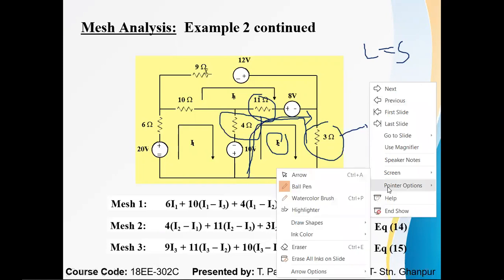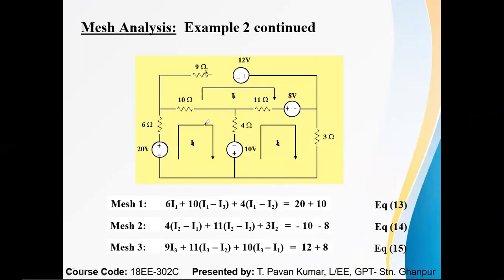Then mesh number 3. Let me apply mesh number 3. You need to consider 3 resistive elements, meaning 3 branches, for the writing of the load equation. For the writing of the source equation, you need to consider 2 sources. Now I am writing the load equation. Load equation means let me move from here, sorry, from here, clockwise, right?